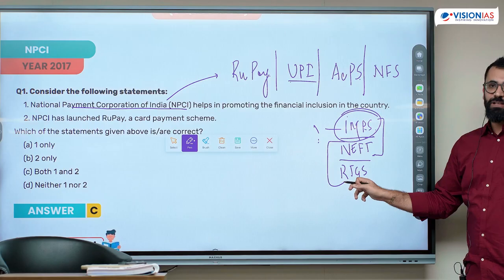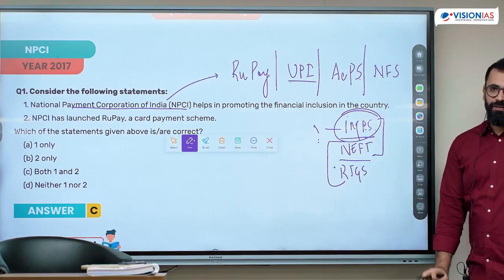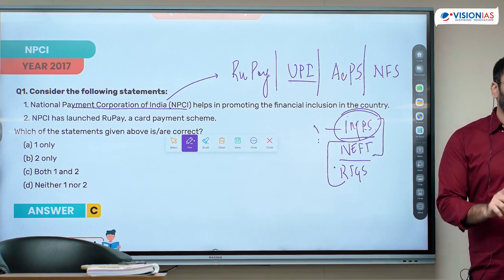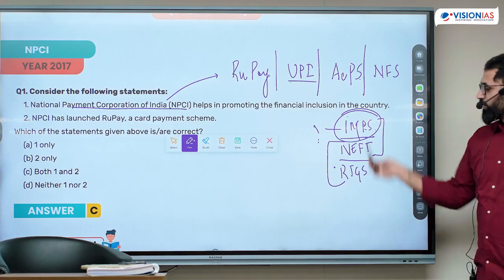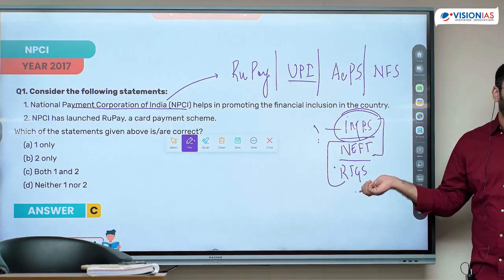NEFT and RTGS have been created by RBI. IMPS has been created by NPCI. So all of these payment systems which are coming in news, and even if they are not in news, you have to prepare, because this is something you are using on a daily basis. You need to know the difference between all three. For example, NEFT, RTGS, so we would know the difference.